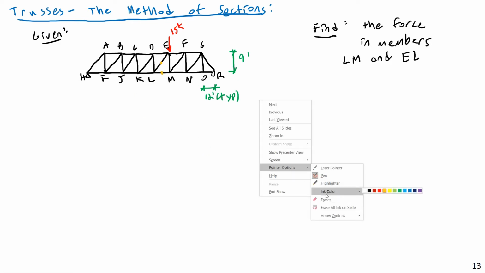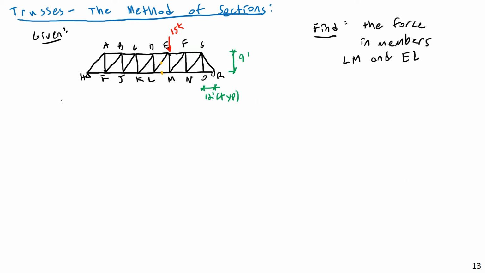Now, if we look at the list of steps, number 1, the first step I usually try to do is apply static equilibrium to the entire truss to see if I can solve for the external reaction forces. And in doing that, I'm going to treat the entire truss as a single rigid body. So let's go ahead and do that.